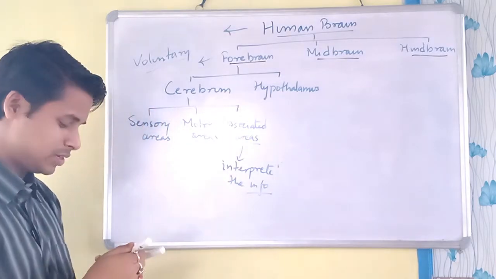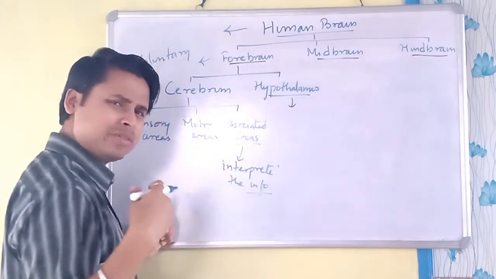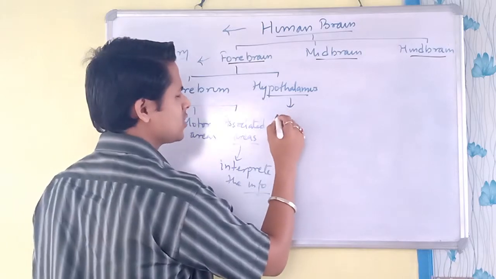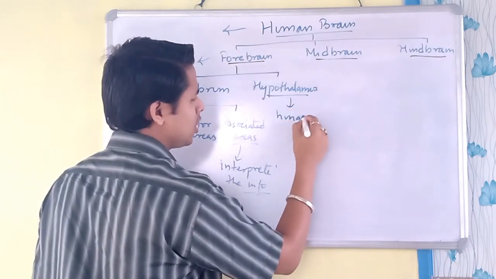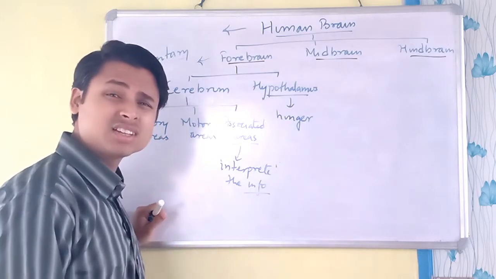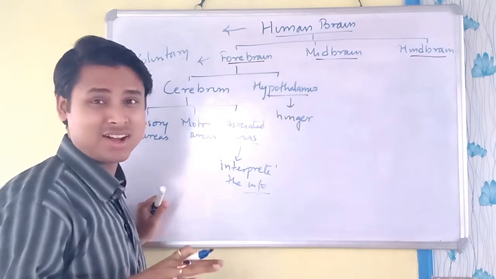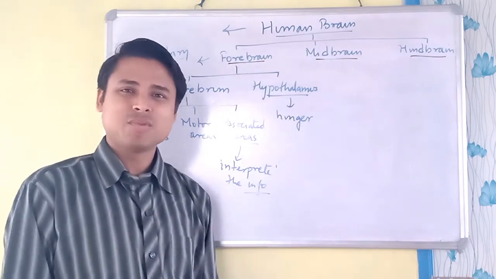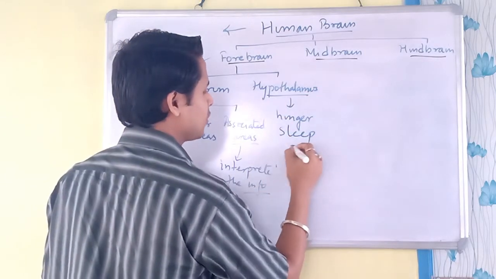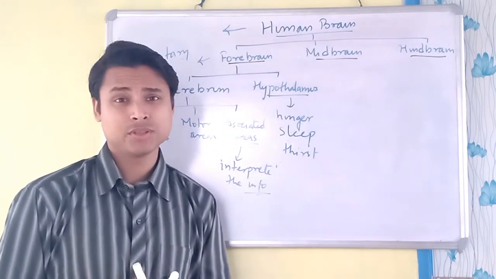What is this hypothalamus doing? We will see another function of this hypothalamus later, but here it is mainly responsible for hunger. Whenever we feel the urge of eating, bhook laga, or we feel, okay, this much I have eaten, my hunger is over. So hunger, sleep, thirst, right? All these are associated with this hypothalamus.